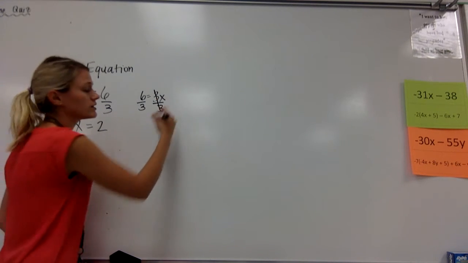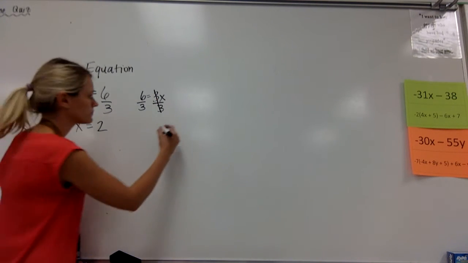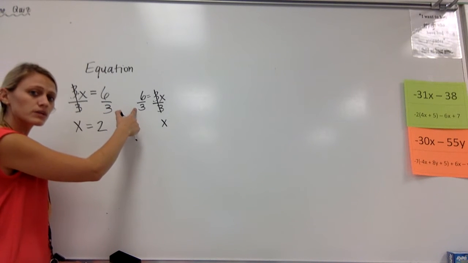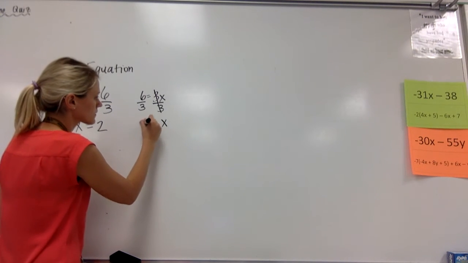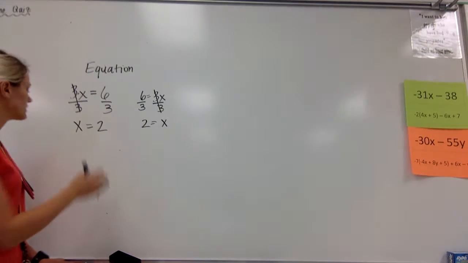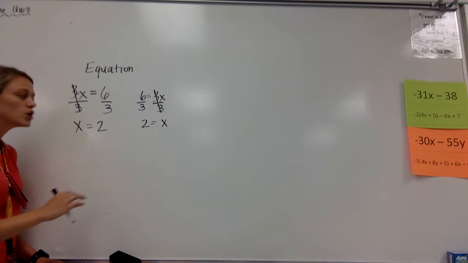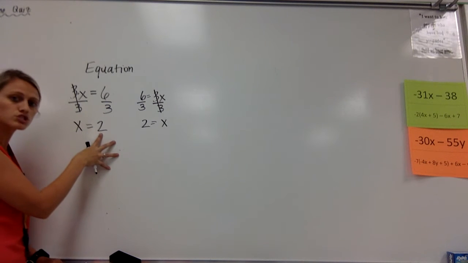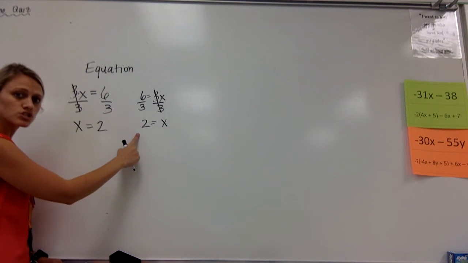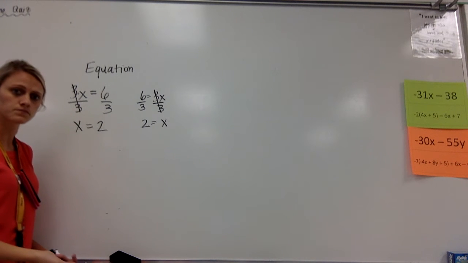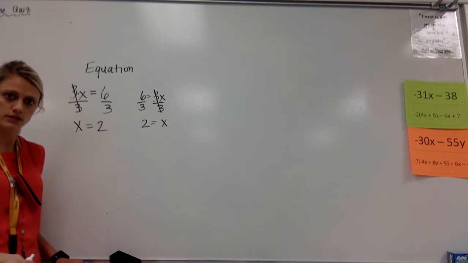The 3 divided by 3 is going to cancel, so I'm left with x. 6 divided by 3 is 2. Notice, it doesn't matter what side of the equal sign these terms are on, you still get the same answer. X equals 2, x equals 2. So to undo multiplication, you're going to do division.